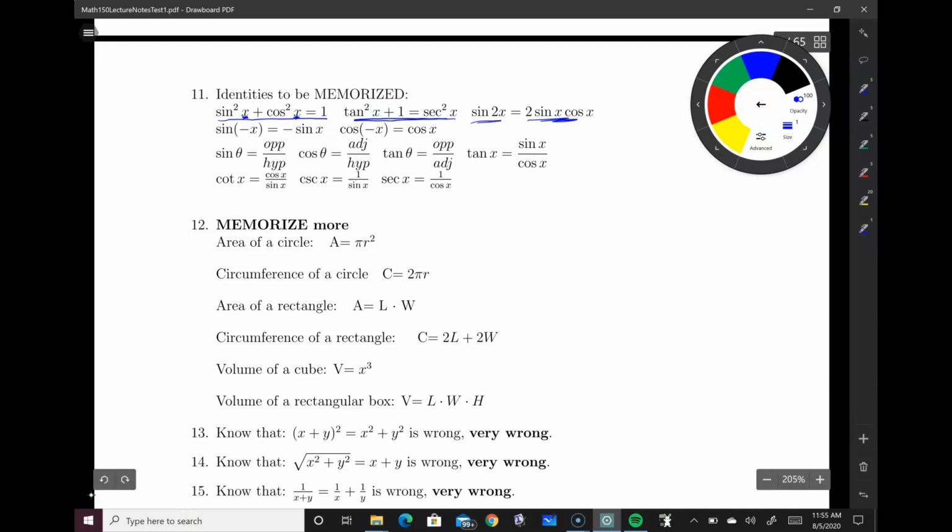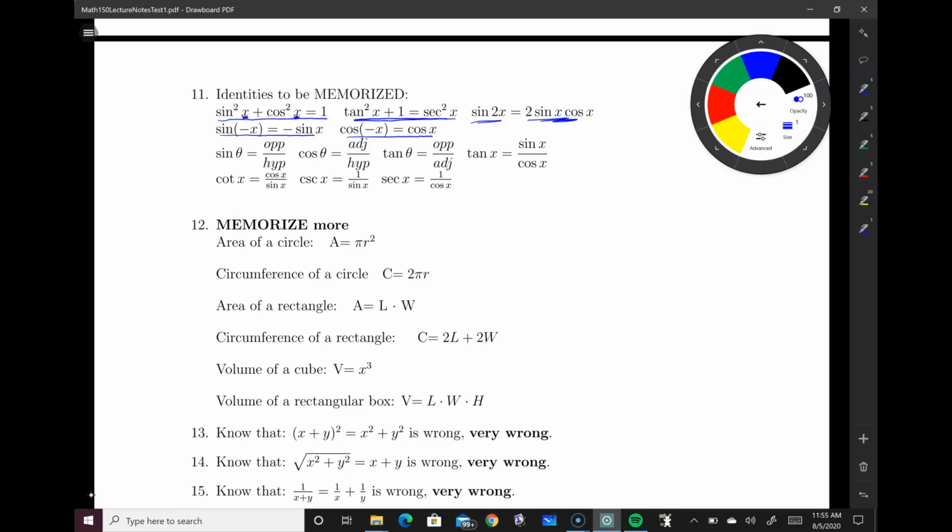You'll need to know sine of 2x is 2 sine cosine. So there's many other trig identities, but these are the 3 that I need you to know. You need to know that sine of negative x is negative sine of x, and cosine of negative x is just cosine. And this is just good old SOHCAHTOA.